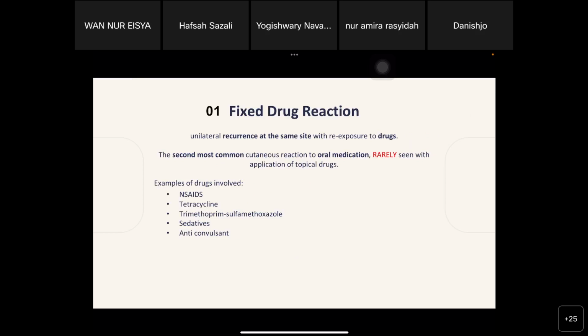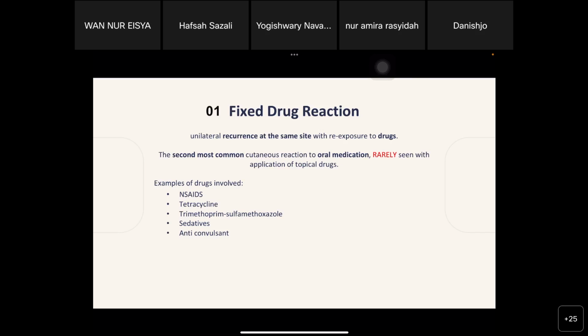Fixed drug reaction can be clinically defined by unilateral recurrence at the same site with re-exposure to drugs, meaning that we can have this reaction when exposed to similar drugs and it occurs at the same site on the skin. Fixed drug eruption, FDE, is the second most common cutaneous reaction to oral medication. We might expect topical drugs to be the cause, but it is the oral medication itself; topical drugs are rarely seen with this type of reaction.